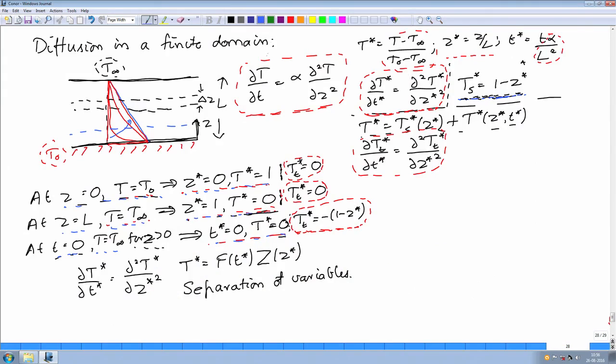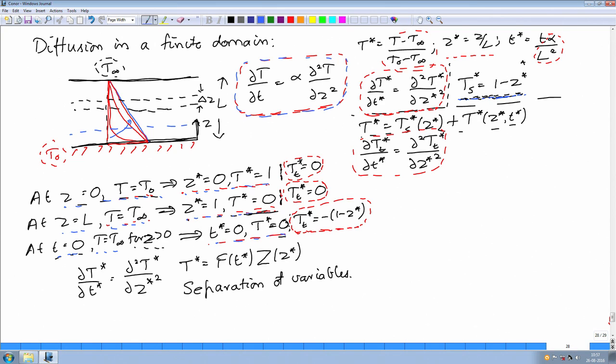Welcome to our continuing discussion on transport in one dimension, transport in a finite domain. We have derived the conservation equation for unsteady transport in one dimension. The first derivative of temperature with respect to time is equal to the diffusion coefficient times the second derivative with respect to the spatial coordinate. We had previously considered the case of transport into an infinite fluid. Presently, we are considering transport in a finite domain.